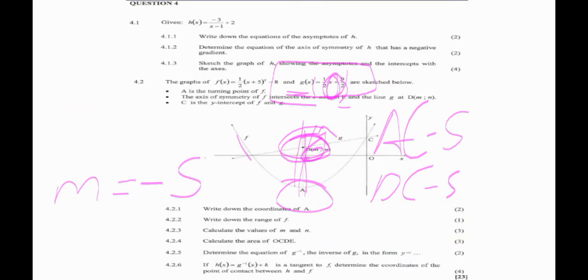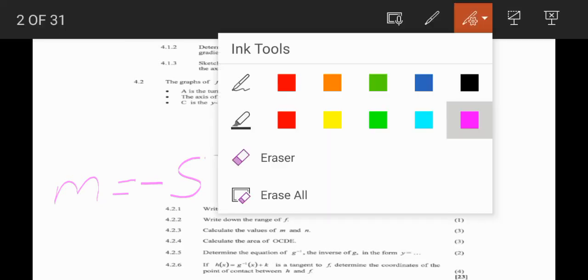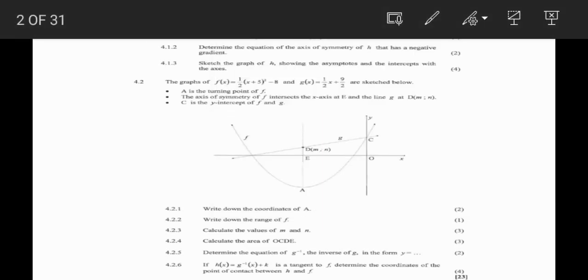Then they say calculate the area of OCDE. Now let's check OCDE. If we can see, OCDE is what we call a trapezium, right? So this is a trapezium. And then what do we do to calculate the trapezium? We can find the length of DE. What is the length of DE?